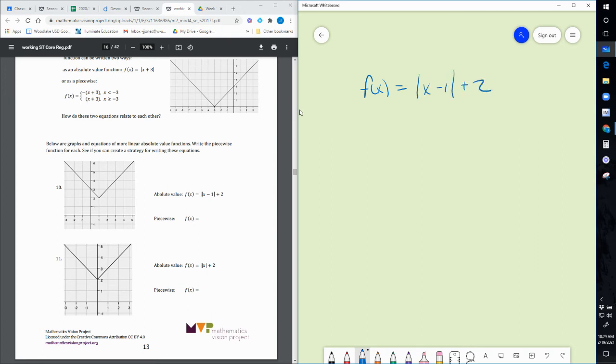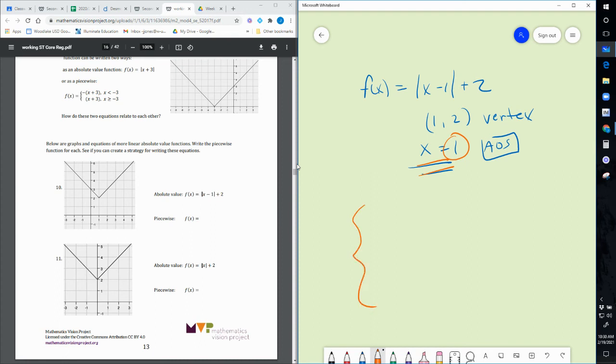Okay, here's the original function. We can see where the vertex is, right? 1, 2 is the vertex. Which means my axis of symmetry is x equals 1. Okay, this tells us right here, by the way, this helps us with our domain. You'll see in a minute.